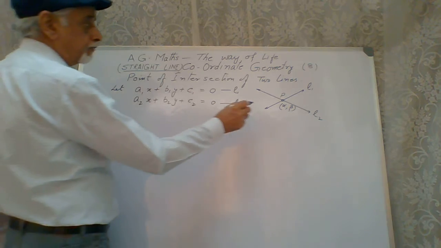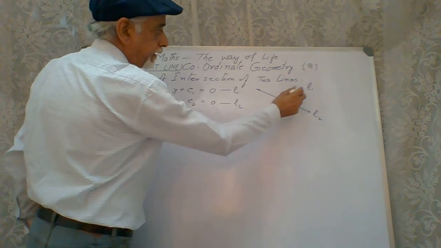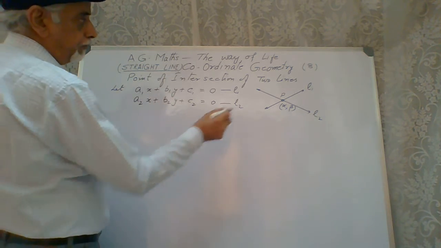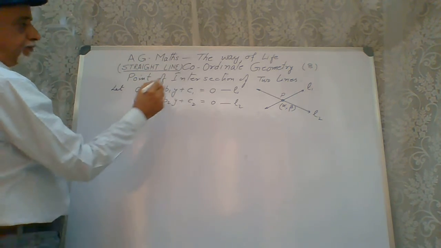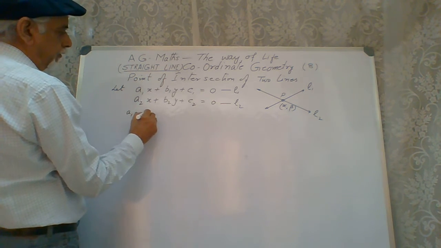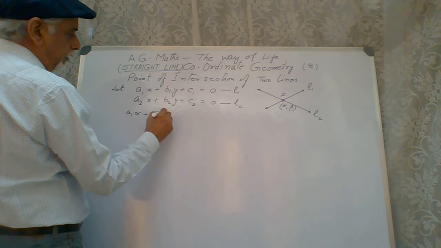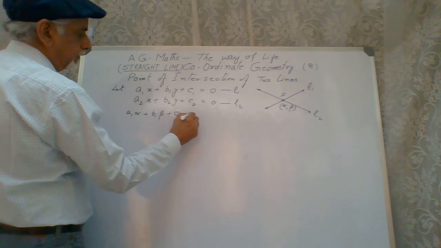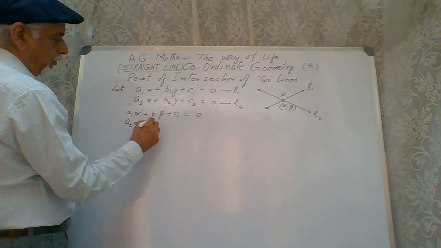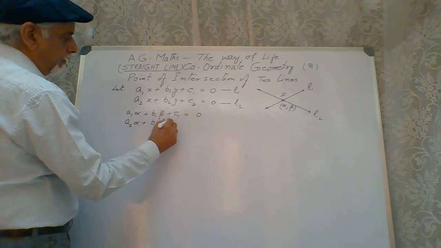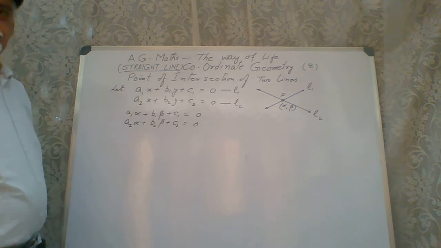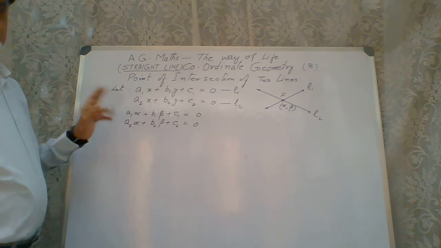Now as alpha, beta is the point of intersection, it lies on the line L1 as well as on the line L2. And we know if a point lies on a line, it will satisfy that. So we can write a1 alpha plus b1 beta plus c1 is equal to 0. Similarly, a2 alpha plus b2 beta plus c2 is also equal to 0, by substituting the values of alpha, beta in the given line equations.